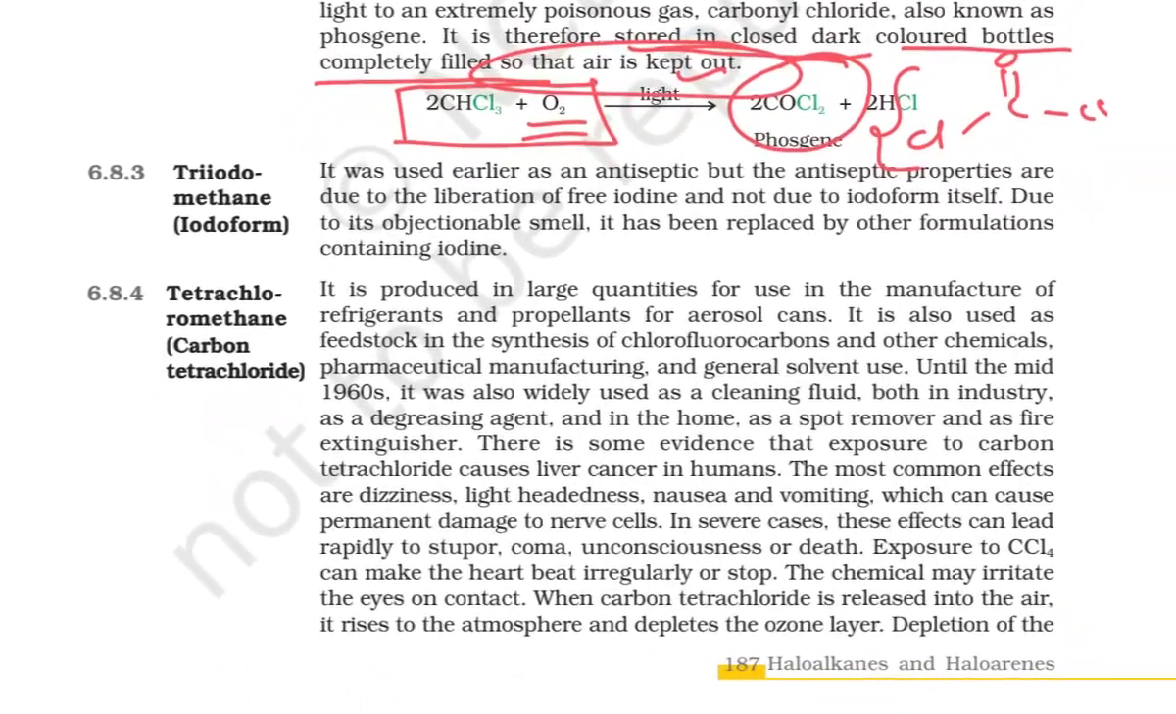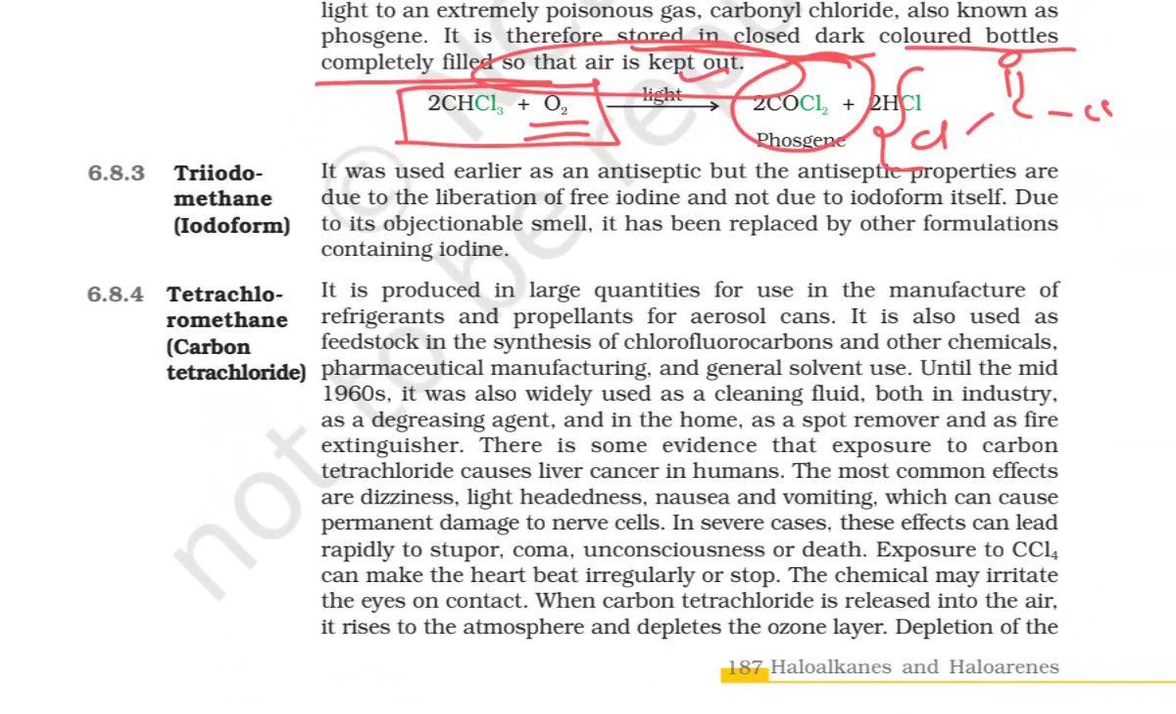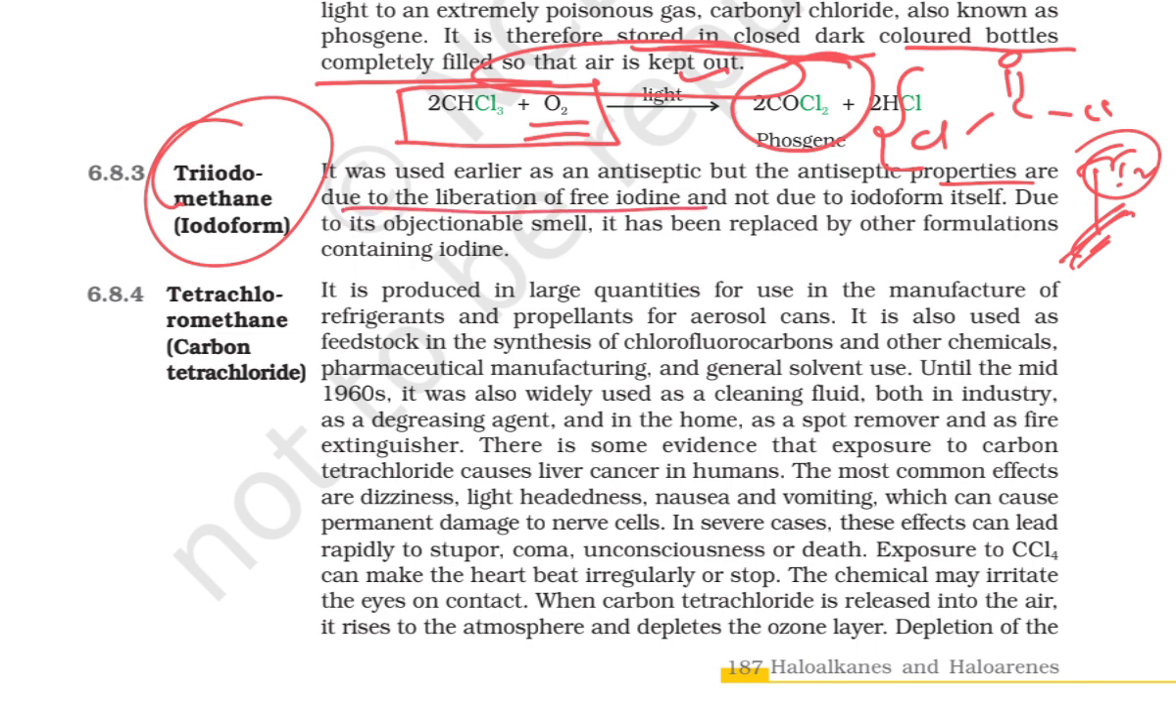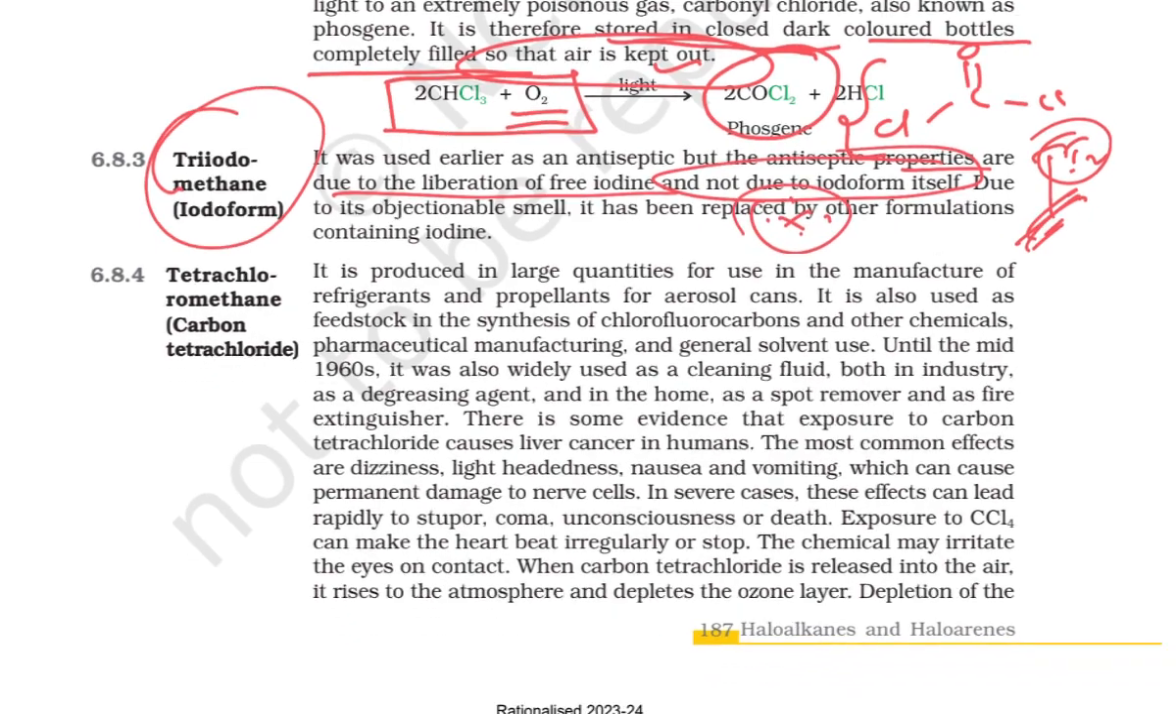Iodoform acts as an antiseptic. Why does it act as an antiseptic? When we apply it on a wound, there is a liberation of I2. That is the reason why it acts as an antiseptic. So the antiseptic property is due to the liberation of free iodine, not due to iodoform itself. This is very important.